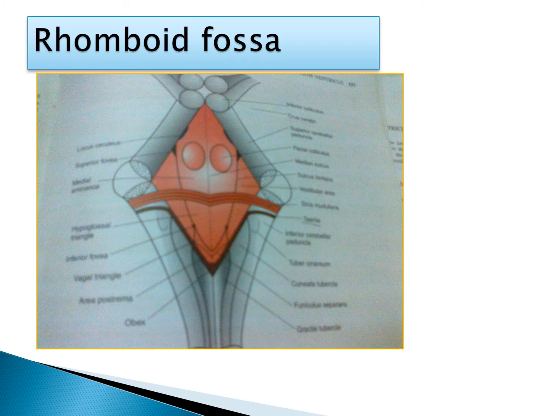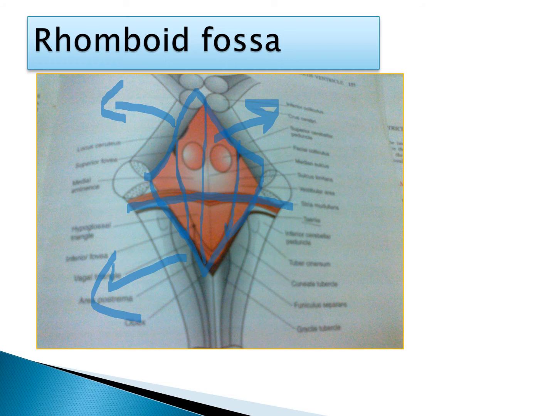So this is the diagrammatic representation of the rhomboid fossa. This is the upper lateral boundary, and the lower lateral boundary. Now it is divided into two symmetrical halves. This is the stria medullaris. Each half is again divided into two parts. This is the medial part, and this is the lateral part. This lateral part has the vestibular nucleus, so it is called the vestibular area. These two lateral parts are called the vestibular area.